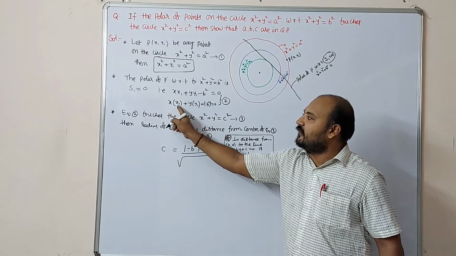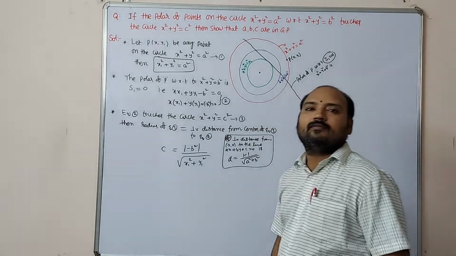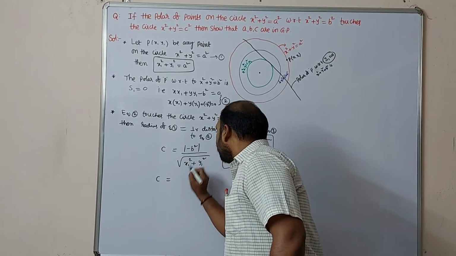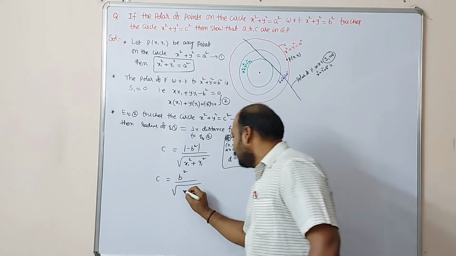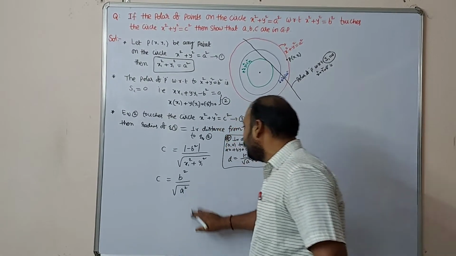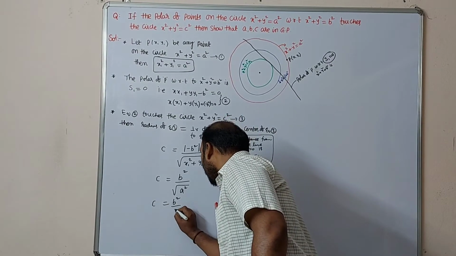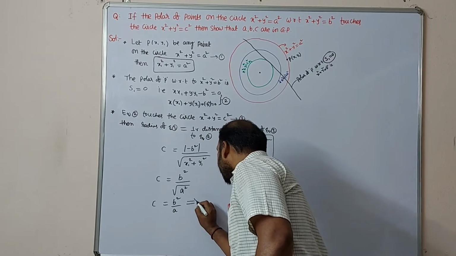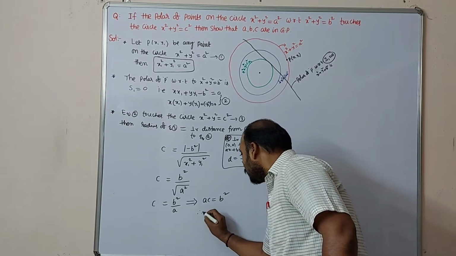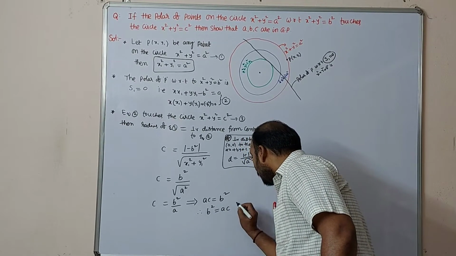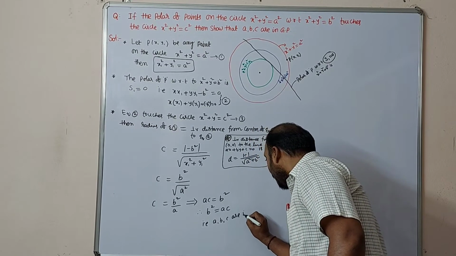Compared with ax plus by, what is the a value? x1 square plus b square, y1 square. So c is equal to mod minus b square is plus b square by root over x1 square plus y1 square, whose value is a square. Root, square cancel, it becomes a. So c is equal to b square by a. So cross multiplication, a c is equal to b square. Therefore, b square is equal to a c. That is, a comma b comma c are in geometrical progression.